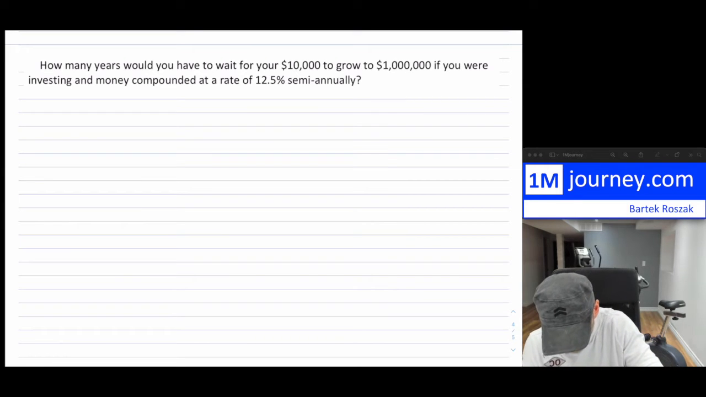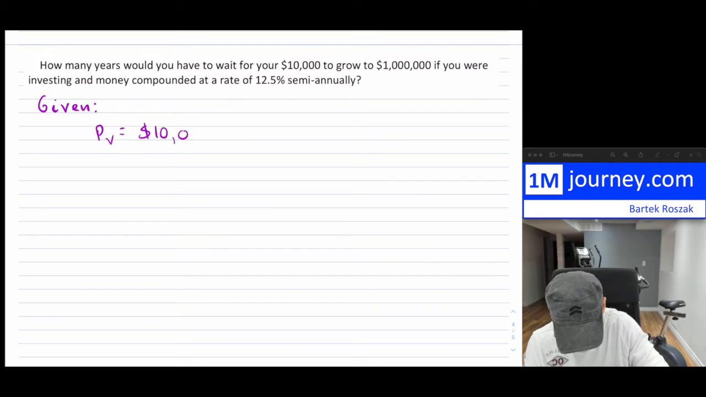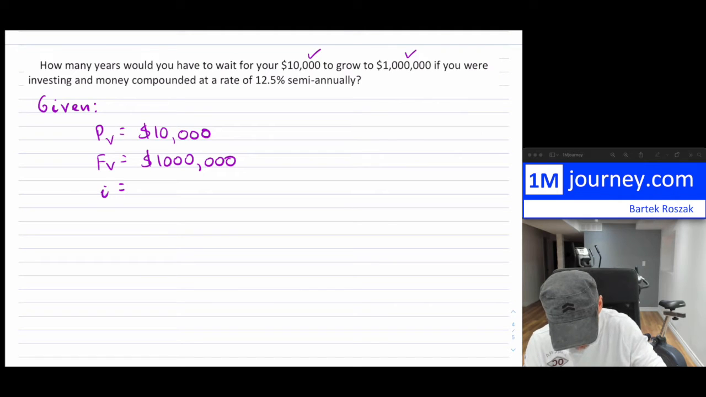So what do we have? We are starting with a present value of $10,000. So that's right there. We want to be able to grow it to a nice value of 1 million. So that's right there. Now we're going to be compounding, okay? So our money at 12.5% semi-annually.